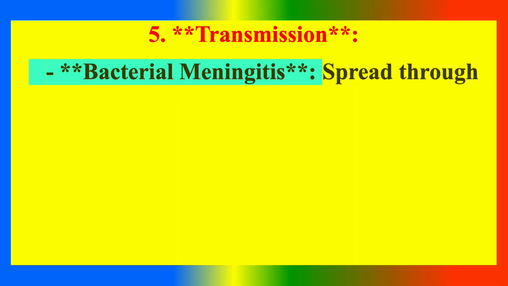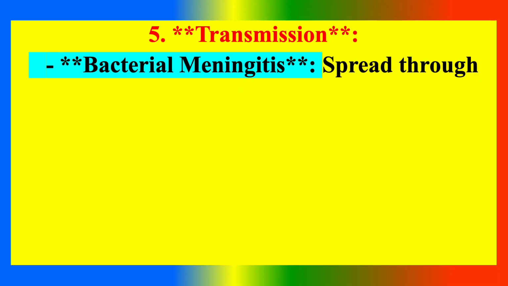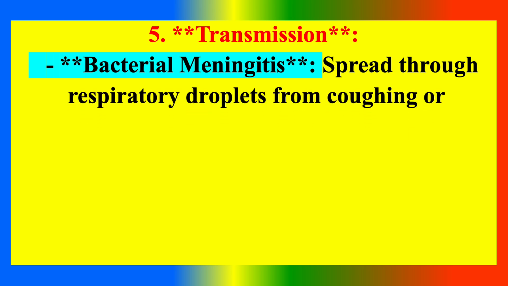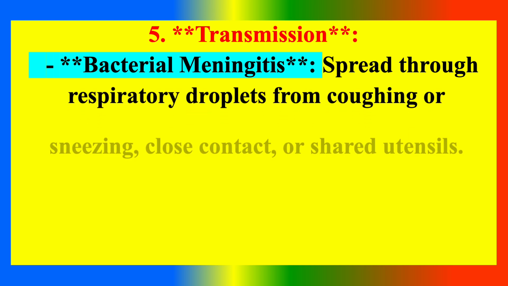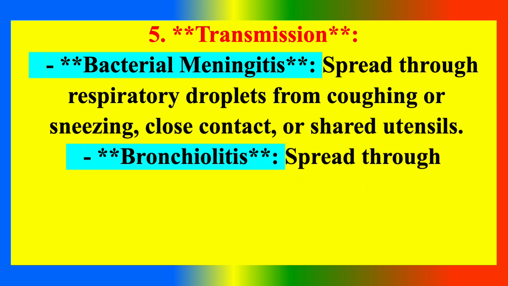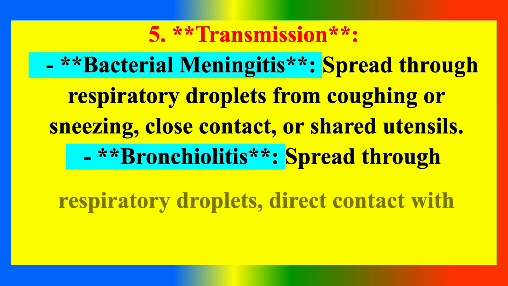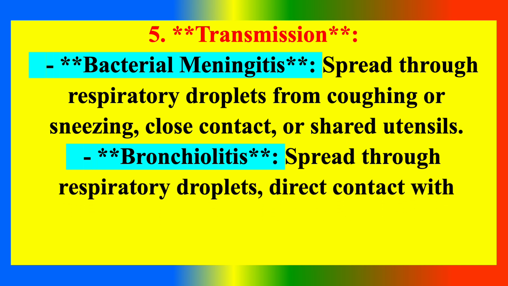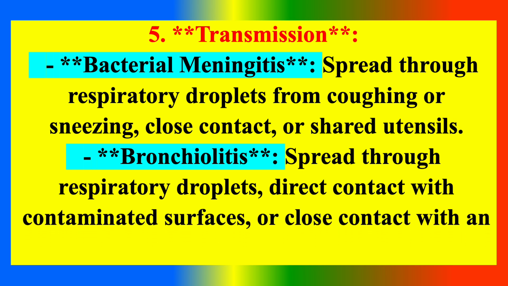Five, transmission. Bacterial meningitis spreads through respiratory droplets from coughing or sneezing, close contact, or sharing utensils. Bronchiolitis spreads through respiratory droplets, direct contact with contaminated surfaces, or close contact with an infected person.